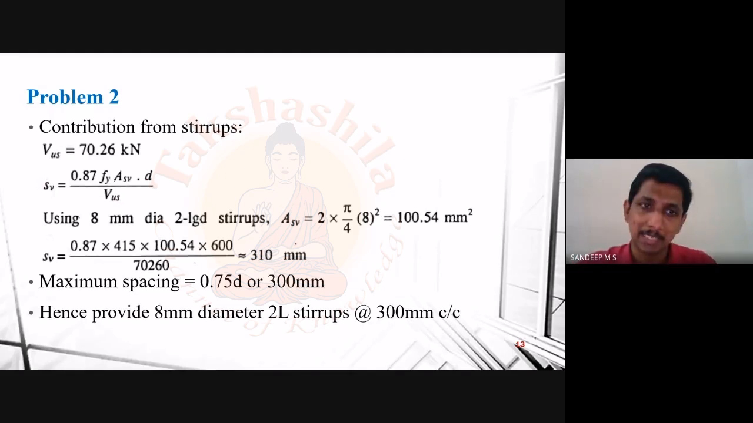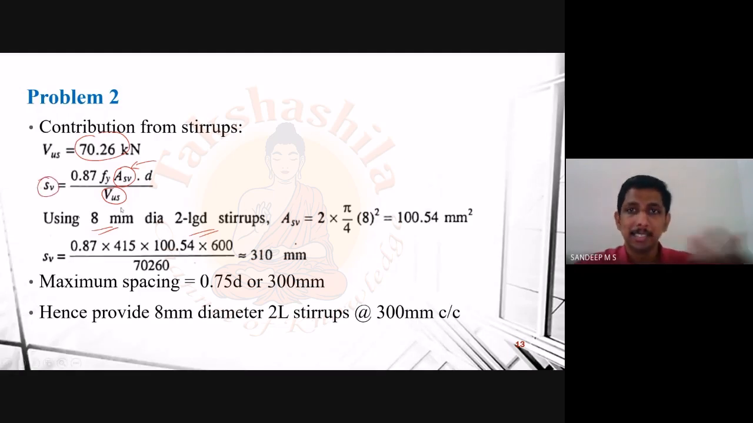Now we have 0.87 Fy. Here what will be the value of ASV? Here we should assume, same as before, 8 mm diameter 2-legged stirrups. Therefore ASV will be equal to 2 times pi by 4 into 8 square. Substitute that here. D is known to us, Fy is known to us. What is the value of VUS? VUS is this quantity, 70.26. Now you find the value of the new SV. So from this, SV will be equal to 310 millimeters.